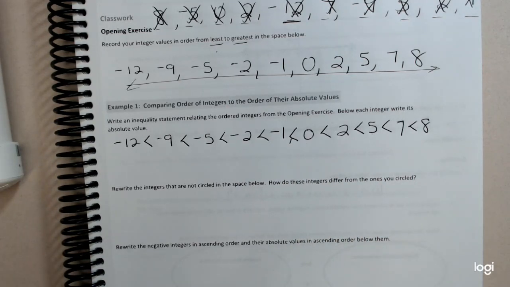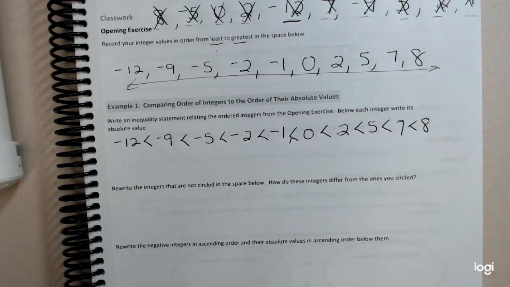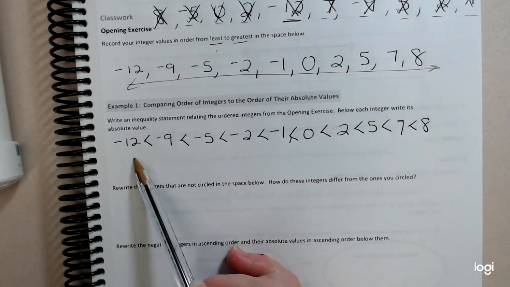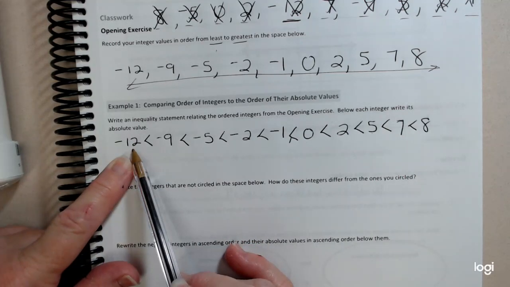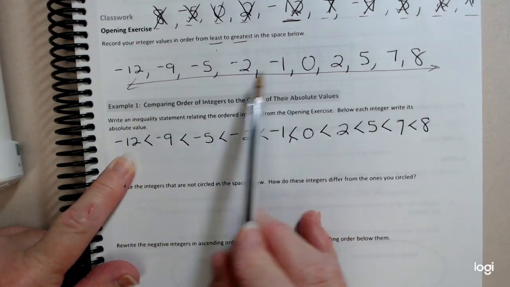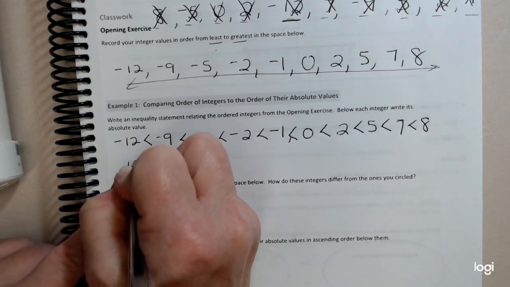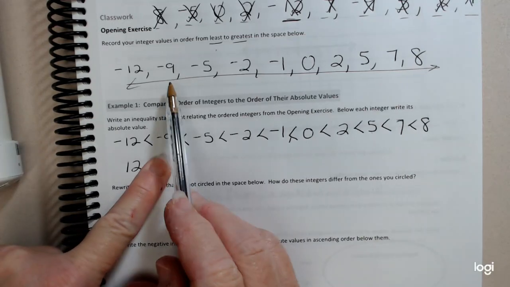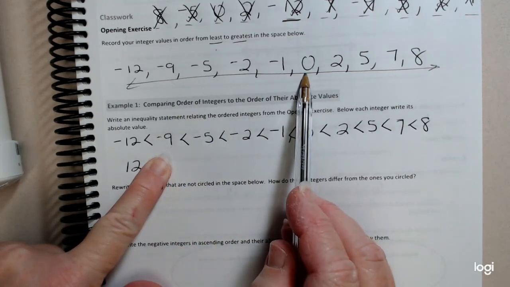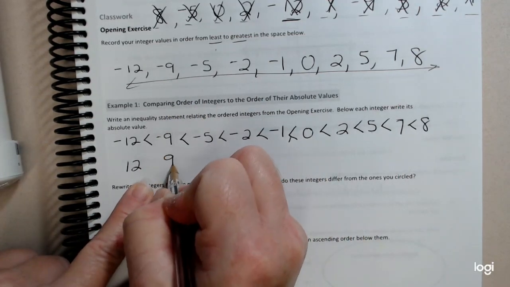The directions then say to write each integer or write its absolute value. Remember, absolute value is how far a number is away from 0. So, for example, on a number line, how far would negative 12 be from 0? Well, it would be 12 places away, so it's 12. How far is negative 9 from 0?